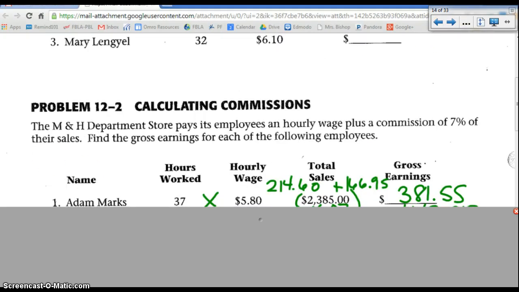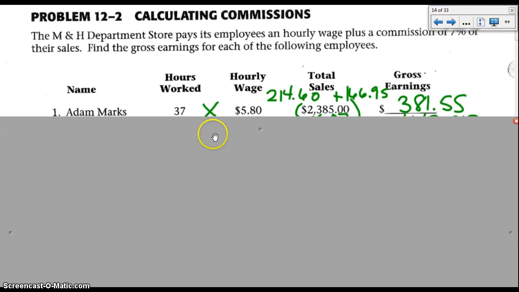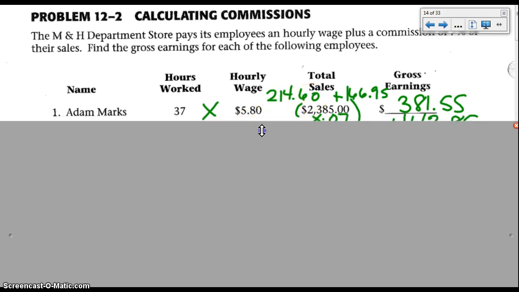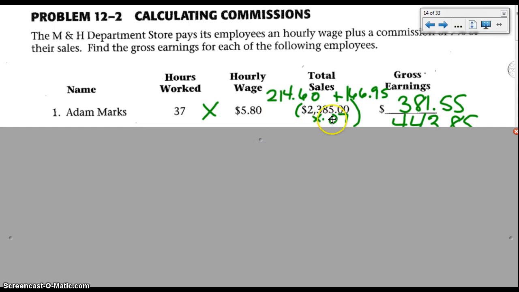Now let's go ahead and calculate their gross earnings based on commission. Here it says M&H department store pays its employees an hourly wage plus commission of 7% of their sales. First we're going to find what their hourly wage is. For Adam here, we're going to take his 37 hours worked and multiply it by what he makes per hour to get $214.60.